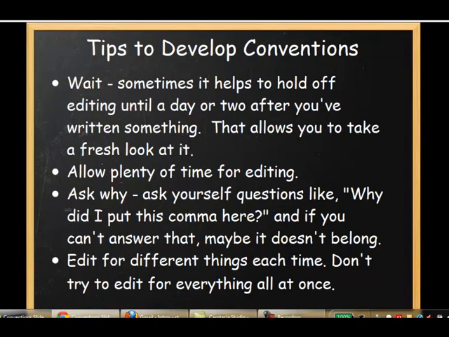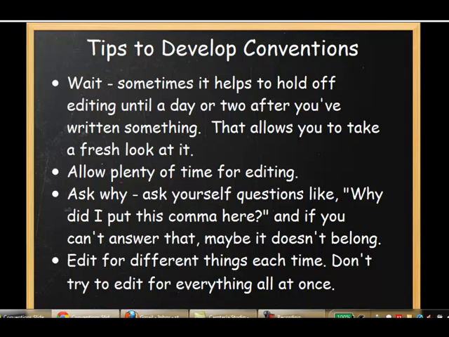Tips to developing conventions. Wait. Sometimes, many times I would actually say, it helps to hold off editing until a day or two after you've written something. That allows you to take a fresh look at it. Many times people don't allow this time to edit, and so they can't take a fresh, unbiased look at it. So allow yourself plenty of time for editing.